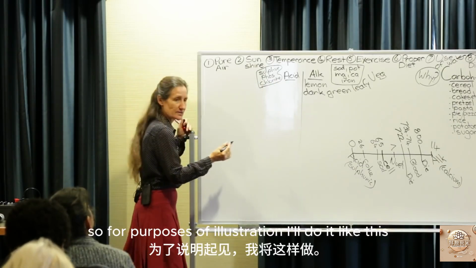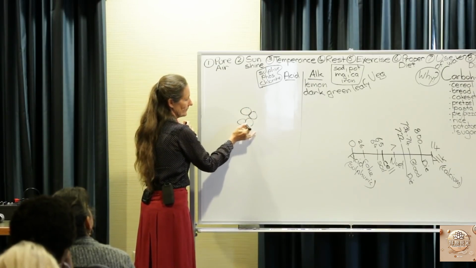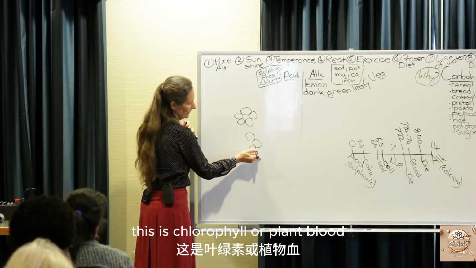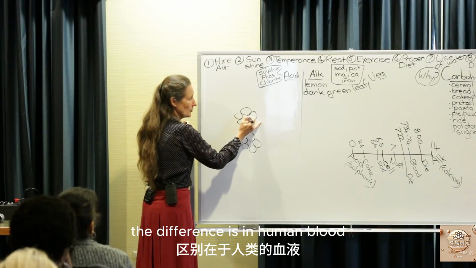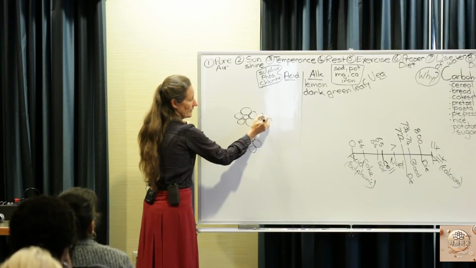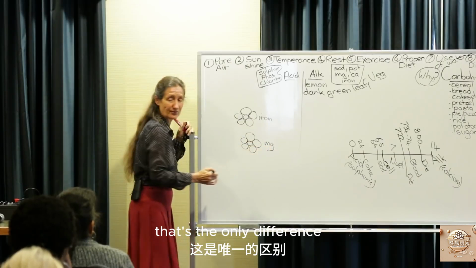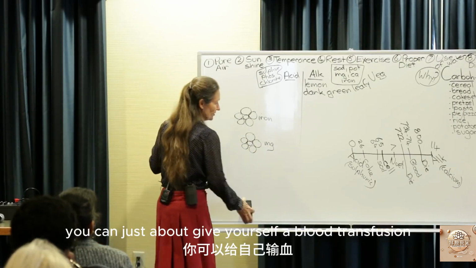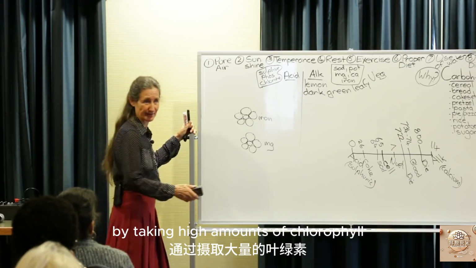So for purposes of illustration, I'll do it like this. This is human blood. This is chlorophyll, or plant blood. Looks very similar, doesn't it? The difference is in human blood, this middle molecule is iron. But in plants, the middle molecule is magnesium. That's the only difference. So you can just about give yourself a blood transfusion by taking high amounts of chlorophyll.